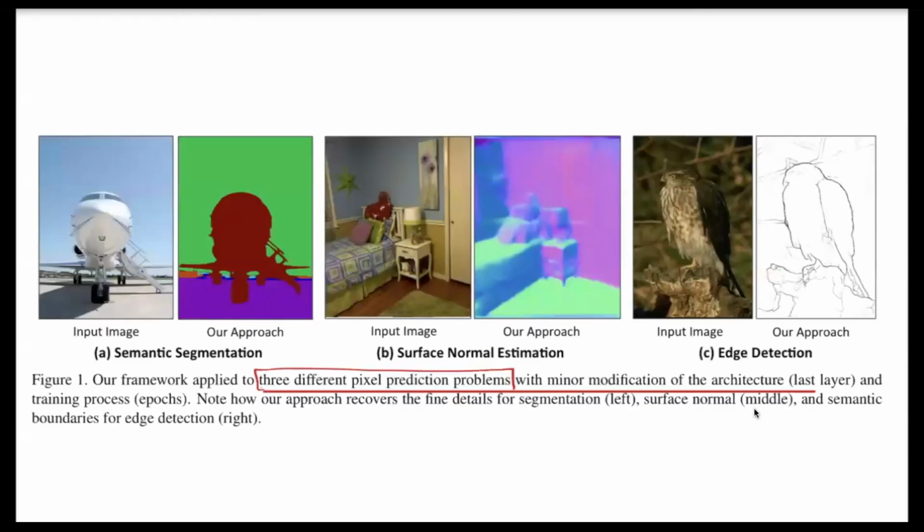So, this is the first figure in the paper, which makes it clear what the main contributions of the paper are. It highlights the paper's core idea, that how a single framework can handle three pixel prediction tasks through visual results.